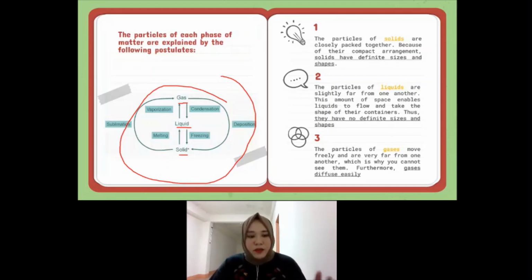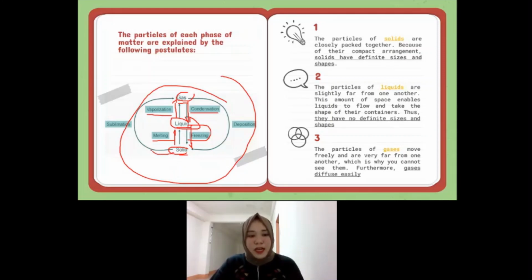If you have a solid that is being transformed into its liquid state, the process is called melting. If a liquid is transformed to its gaseous state, that's called vaporization. If a gas is transformed to its liquid state, the process is condensation. And if a liquid is transformed into its solid phase, the process is freezing.